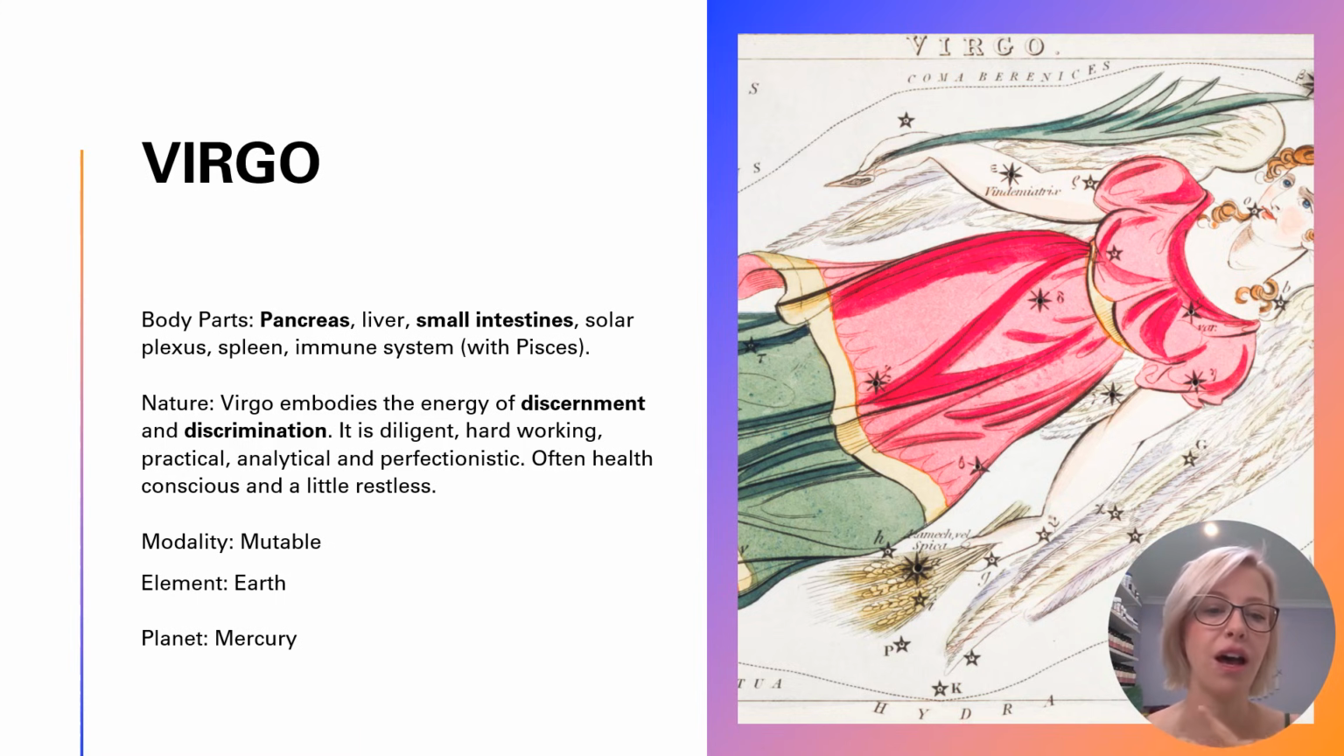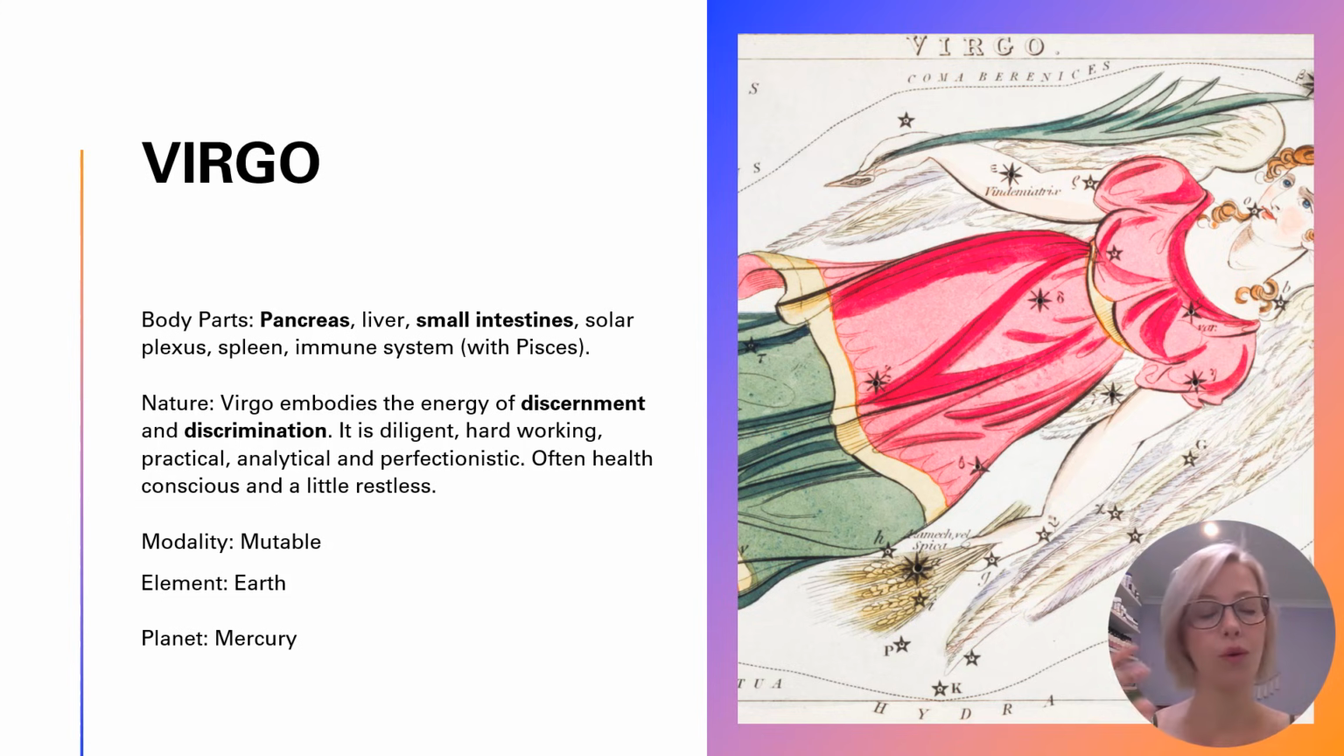Virgo is diligent, hardworking, practical, analytical, perfectionistic. So Virgos are often really, really health conscious, or if you have a lot of Virgo placements, there is a focus on being health conscious and a little bit restless. They are an earth sign, so there is that practical, resilient steadiness, but its ruling planet is Mercury and it is mutable, so it's almost like the most airy of earth signs.